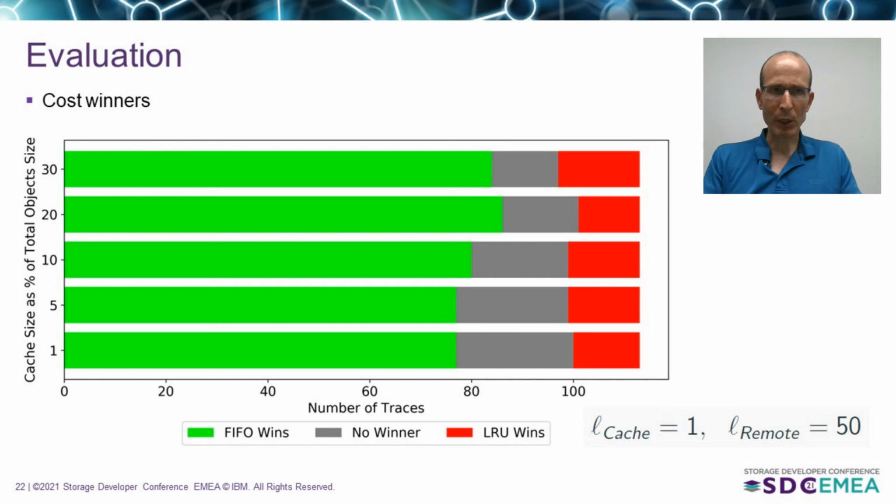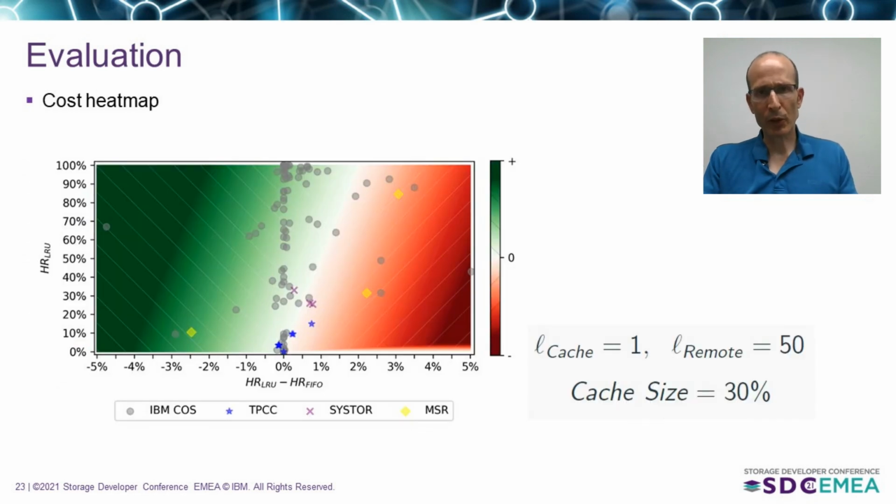If we want to drill down into this, we can take a look at the cost heat map. So I'm not going to go into this in too much depth. If you're interested, then there's a whole paper on this. But what we're showing here is a cost heat map that shows all the different traces that we have used. So each dot is a single trace. There should be well over 100 dots in here. All these dots are coming from the traces from the IBM object storage, the TPCC, the SysStore, the MSR data sets.